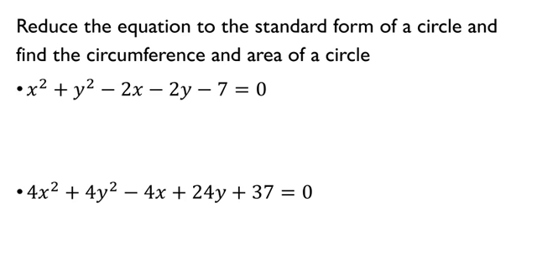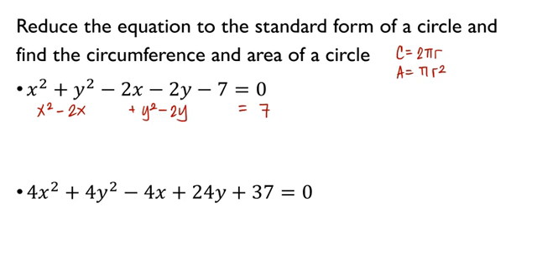Now, reduce the equation to the standard form of the circle and find the circumference and area of the circle. So, what is the formula for the circumference? Please take note of this. Circumference is 2 pi r, and then the area would be pi r squared. So in here, let's reduce it first to the standard form. So let's combine all those with x and all those with y. And then all the constants, move them to the other side.